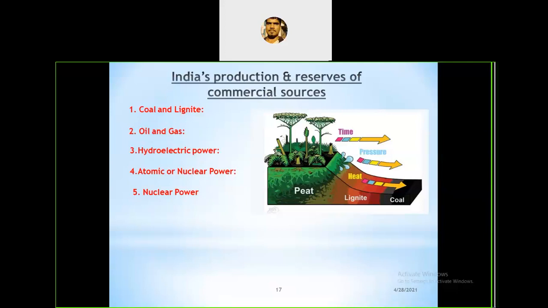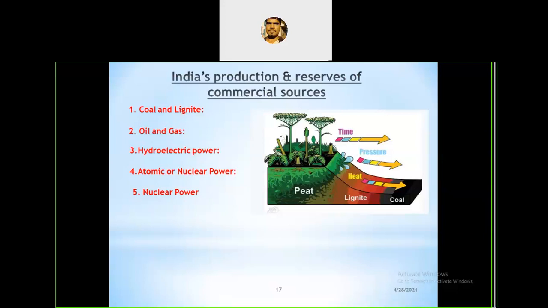And these gaseous fuels can be of mixed composition such as acetylene, ethylene, methylene, etc. There are also some other forms like producer gas, coke oven gas, water gas, and blast furnace gas. These are mainly used for the production of electricity, or commonly in India we use them for cooking purposes. So these are examples of commercial sources.